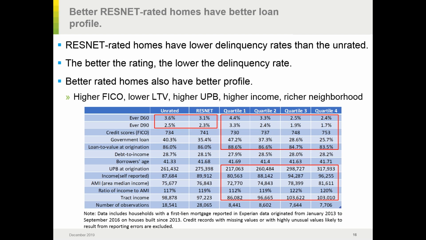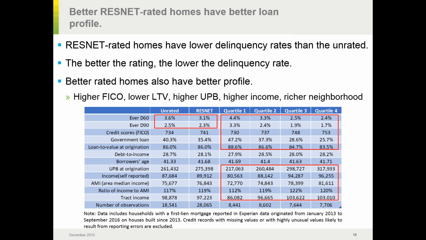But that's before I've controlled for any of the characteristics associated with the homes, neighborhoods, or the individuals that have secured the loans. Take a look at things like the credit scores. As we follow along from quartile 1 to quartile 4, better rated homes also have higher credit scores, lower loan to value ratios, higher UPB, which is unpaid principal balances or dollar amounts, higher incomes, and tend to be in neighborhoods with higher median incomes.